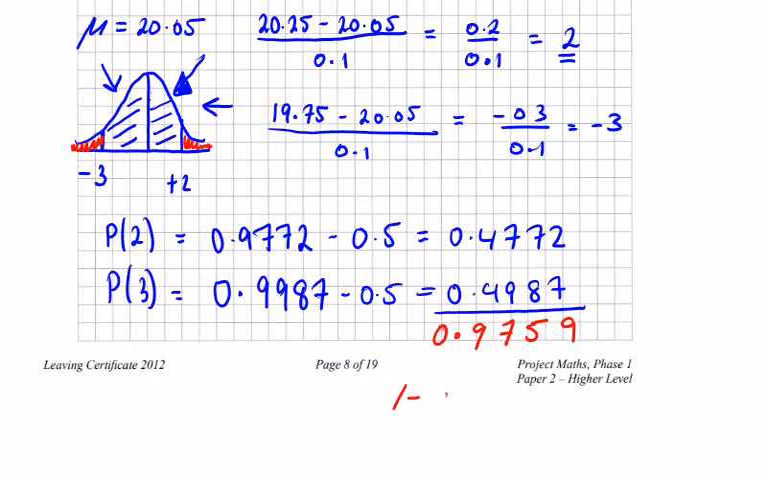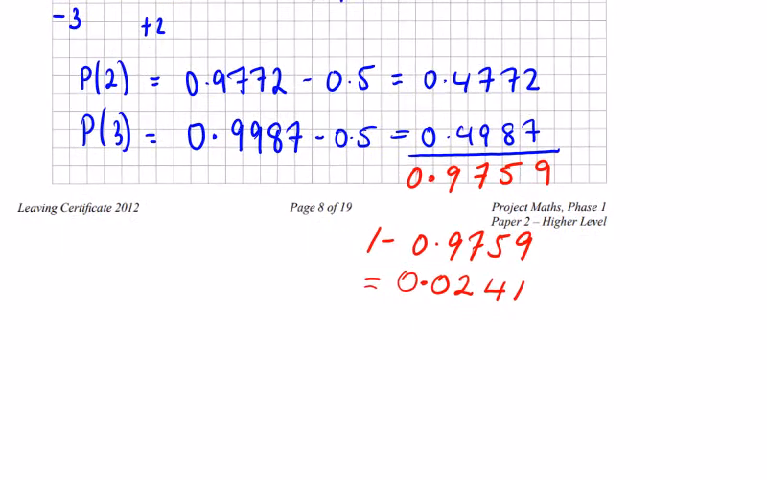So 1 minus 0.9759 will give me what's left in the tails, which is 0.0241.